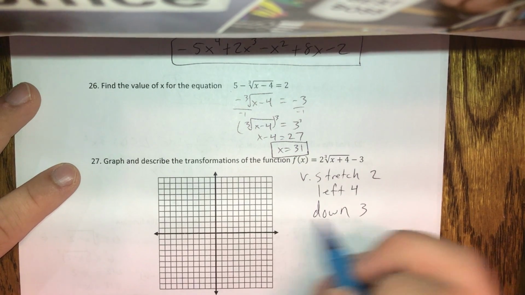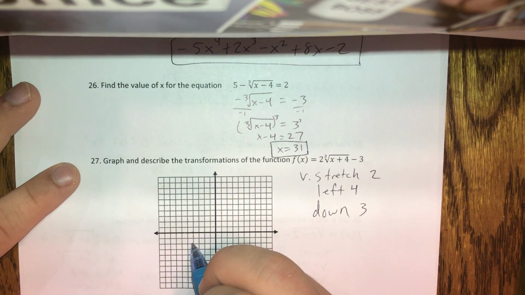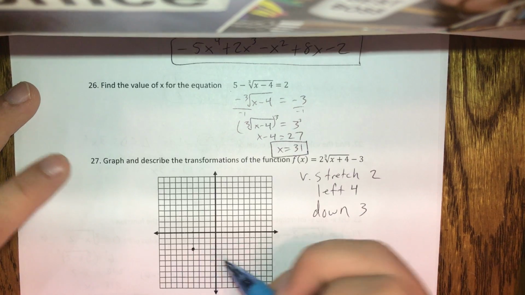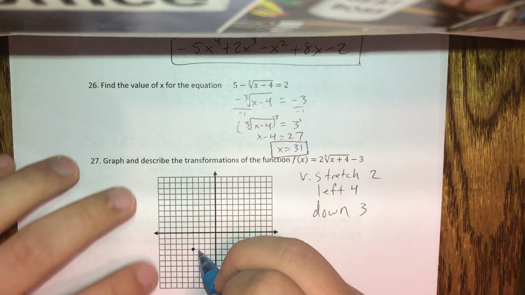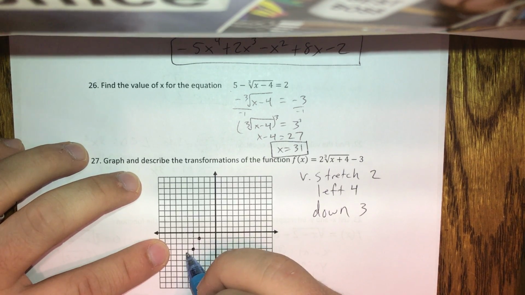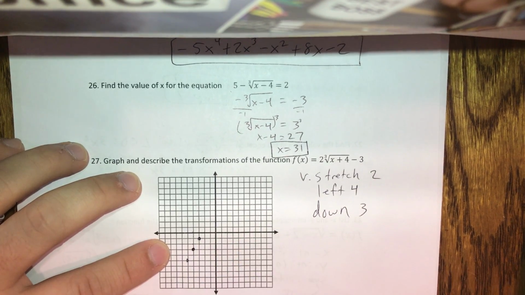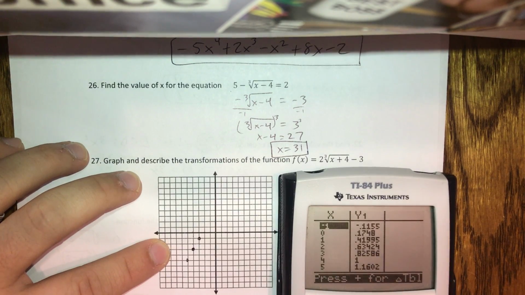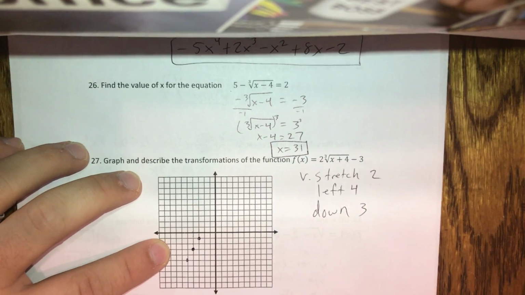It's going to start at -4, -3. Then 1, 2, 3, 4, 1, 2, 3. Normally, when we go over 1, the cube root of 1 is 1, and so it'd go up 1. However, we got the stretch by 2, so we're going to go up 2. I'll just check this point in the calculator, make sure I got it right. -3, -1 is correct. And so we can actually, if we wanted to, look for another point. There's another point right there, 4, 1.